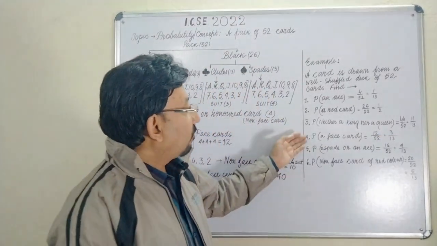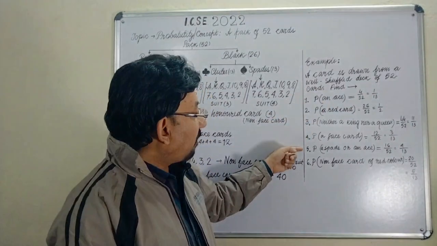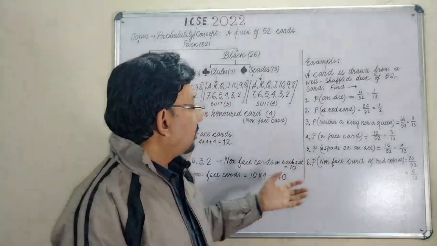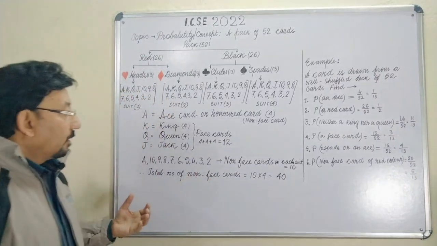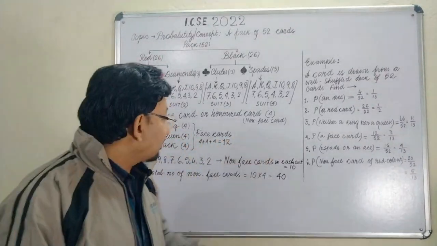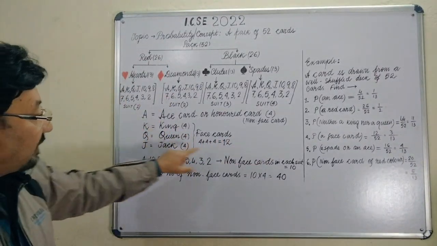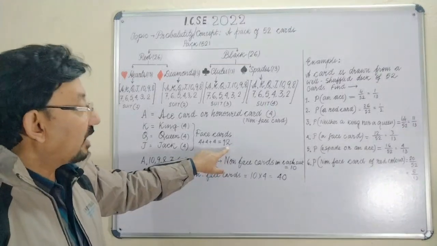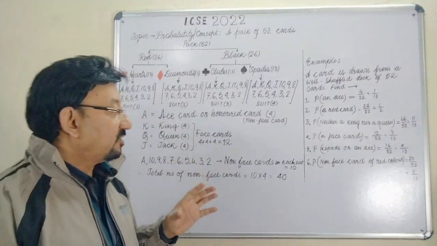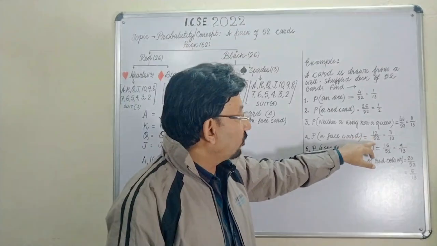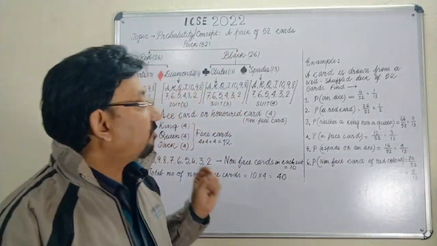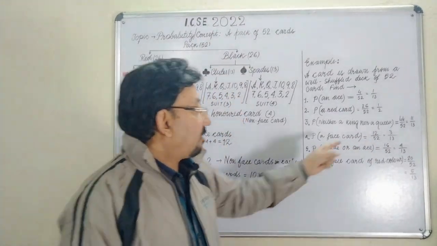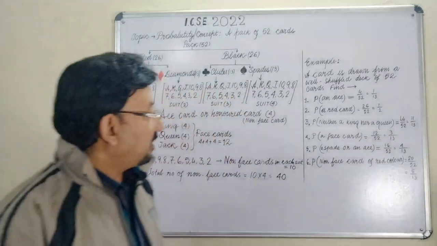Number 4, find the probability of a face card. How many face cards are there? 12 face cards are there out of 52 cards. So 12 by 52 will be the probability of a face card. After cancellation, it becomes 3 by 13.